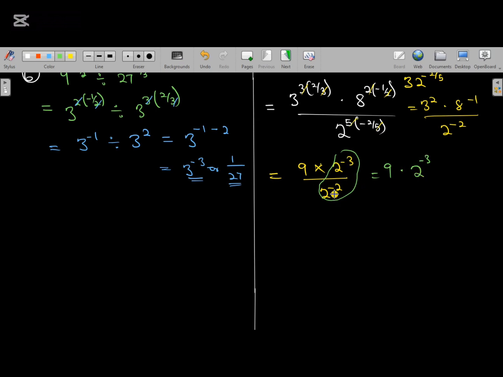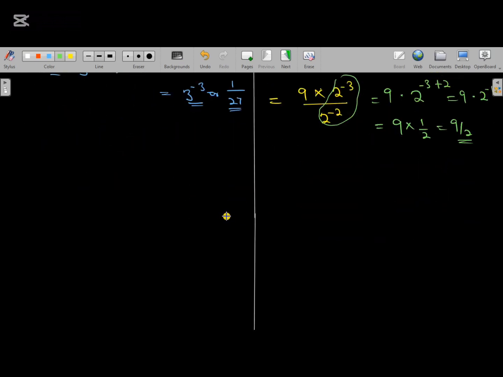So since it's division, you are going to have minus minus 2, and minus minus 2 is plus 2. So this will give us 9 multiplied by 2 to the power of minus 1, because minus 3 plus 2 is minus 1. And that will give us 9 times 1 over 2, which is 9 all over 2, and that is the solution there. So this is for problem 7.